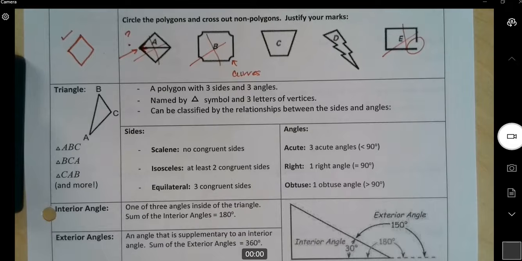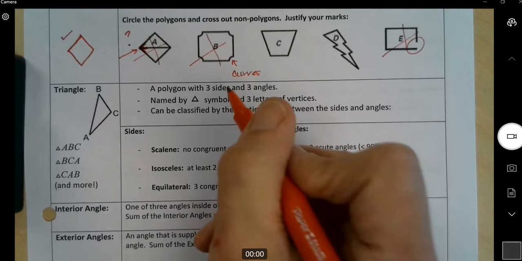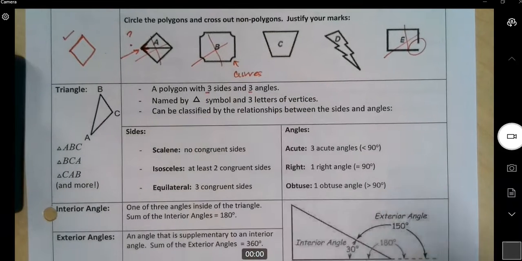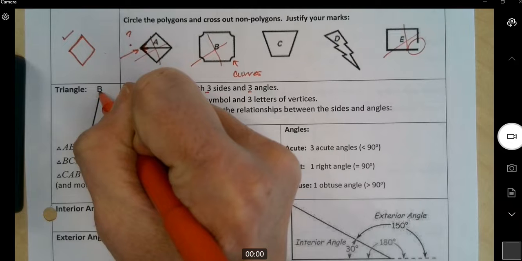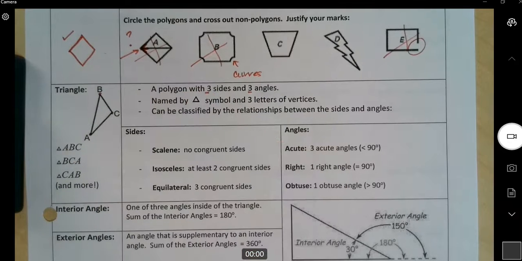All right, a triangle is a polygon with exactly 3 sides, exactly 3 angles. When we name our polygon, we name them by our vertices with capital letters, and nobody cares what order you go in. So this triangle is triangle ABC, triangle BCA, triangle CAB, and there's 3 more names. See if you can come up with a name that I don't have listed here. Talk in your group. Go.